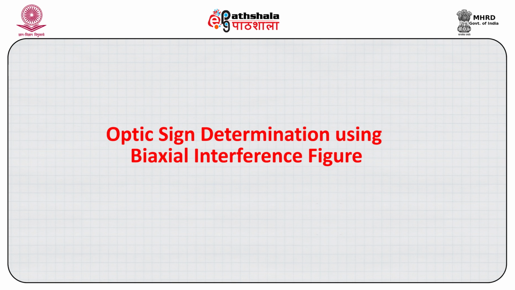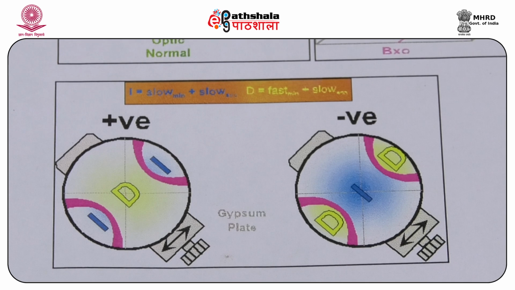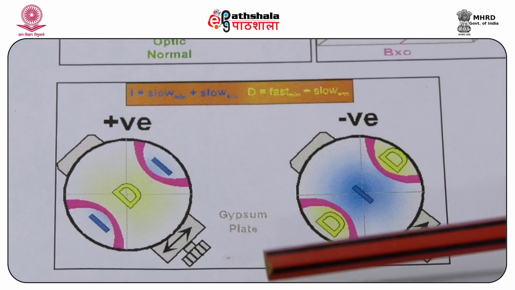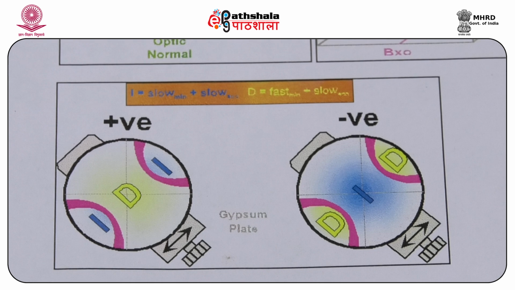That is, the isogyres will split and move towards the northeast and southwest quadrants. If the optic axial angle is less than 40 degrees, both isogyres will be visible in the field of view, and if the optic axial angle is greater than 40 degrees, the isogyres will lie outside the field of view. Then we insert an accessory plate, as can be seen here in the diagram. We have inserted the gypsum plate.